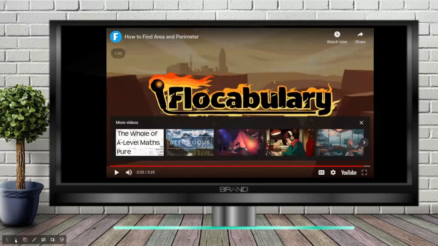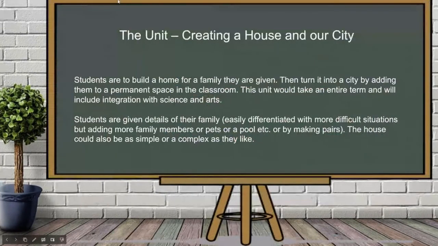All right, so I hope everyone enjoyed that one. It's a very catchy song, and I think it would get a lot of kids really involved in the units, particularly early on. So the unit, as previously mentioned, we're going to be doing is creating a house and our city. So students are to build a home for a family they're given, then turn it into a city by adding them to a permanent space in the classroom.